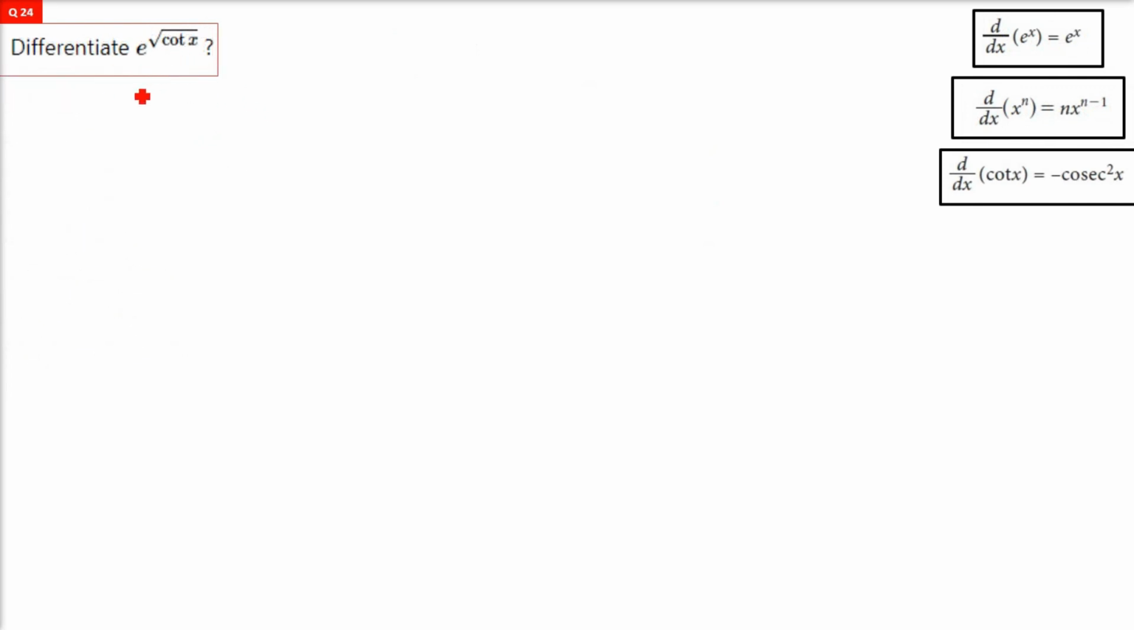E to the power under root cot x. So this, I think this kind of question we have already done. So e to the power x is simply e to the power x. So e to the power under root cot x will be e to the power under root cot x only. First differentiation, first step. So e to the power z, e to the power under root cot x.